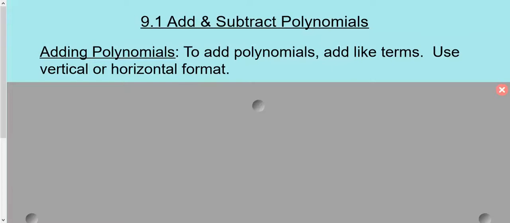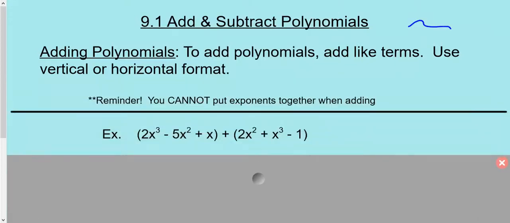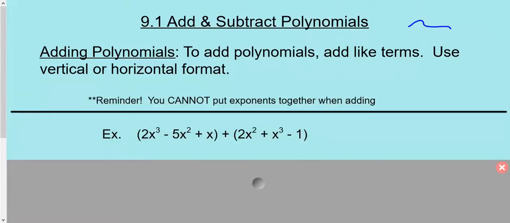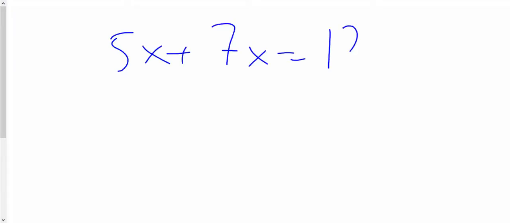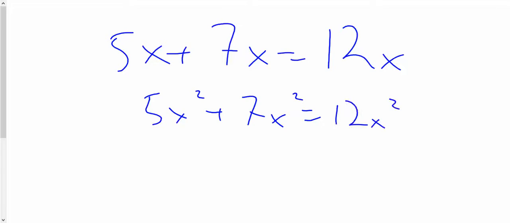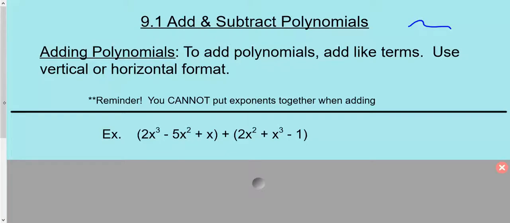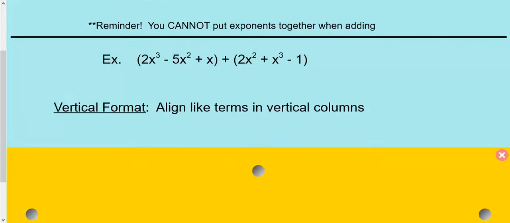Adding polynomials: to add polynomials, you're just going to be combining like terms. There are two different methods that you can do for this, and students choose one or the other and generally stick with that. Just a reminder, you can't put exponents together. We're just combining like terms, so it's no different than doing 5x plus 7x equals 12x, or 5x squared plus 7x squared equals 12x squared. That's all you're doing with this stuff here. Okay, so here are some examples.